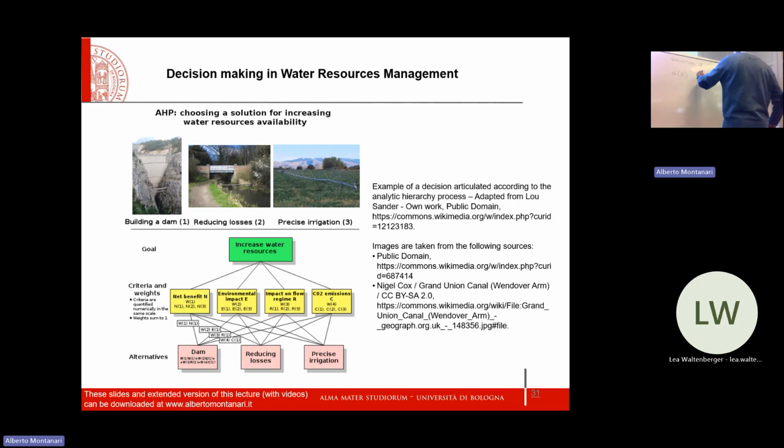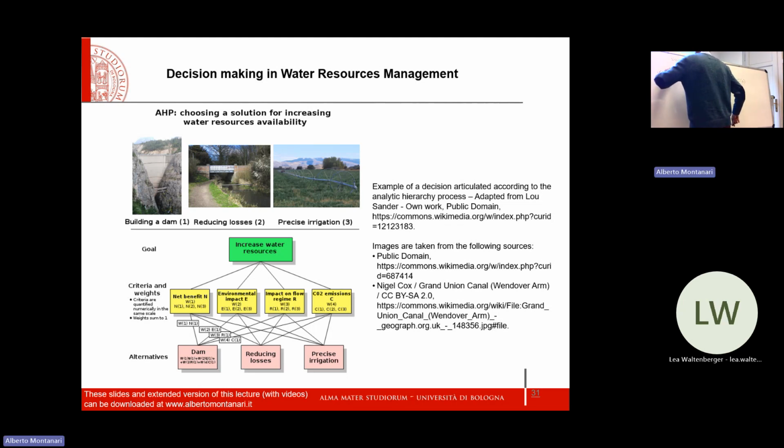N1 plus E1, it's environmental impact, plus R1 plus C1. Okay, so we have the measurement of the net benefit, the measurement of the environmental impact for solution 1, the measurement of the impact on river flow, the measurement of CO2 emission.